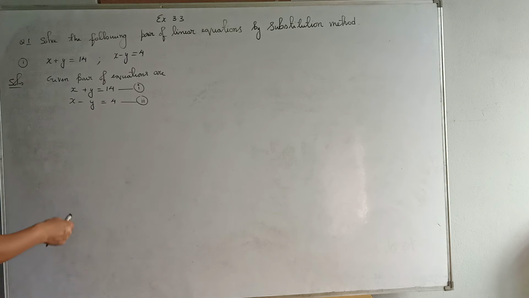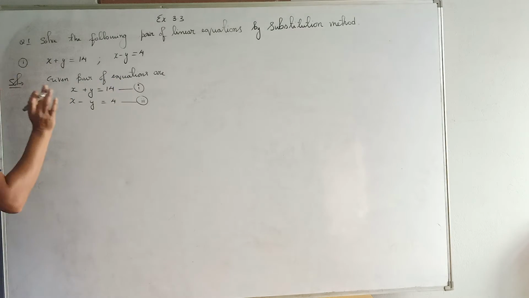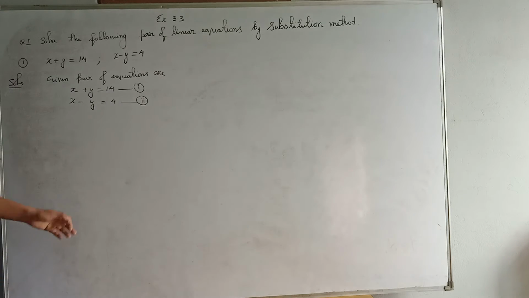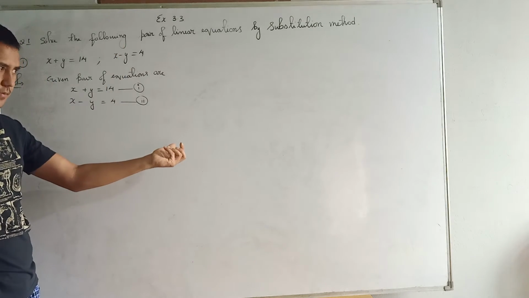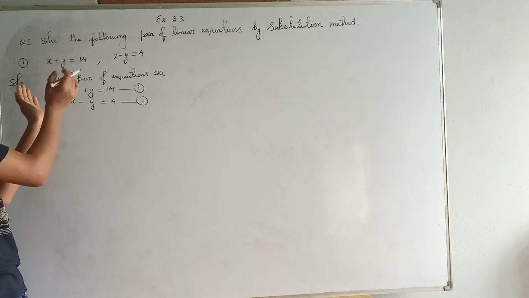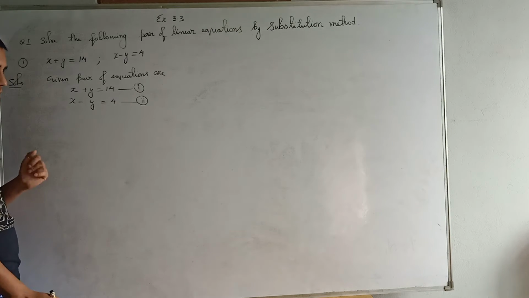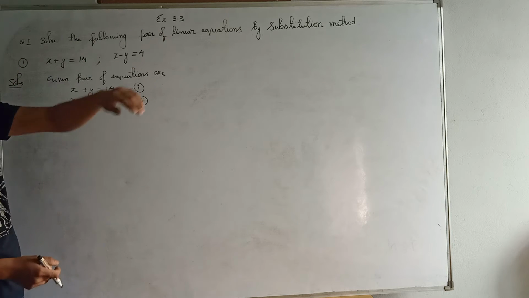Okay, let's see how it's done. Which equation would I choose first? Equation 1. I choose equation 1 and find x. That value of x you substitute in equation 2. So we're substituting x. That is the substitution method.